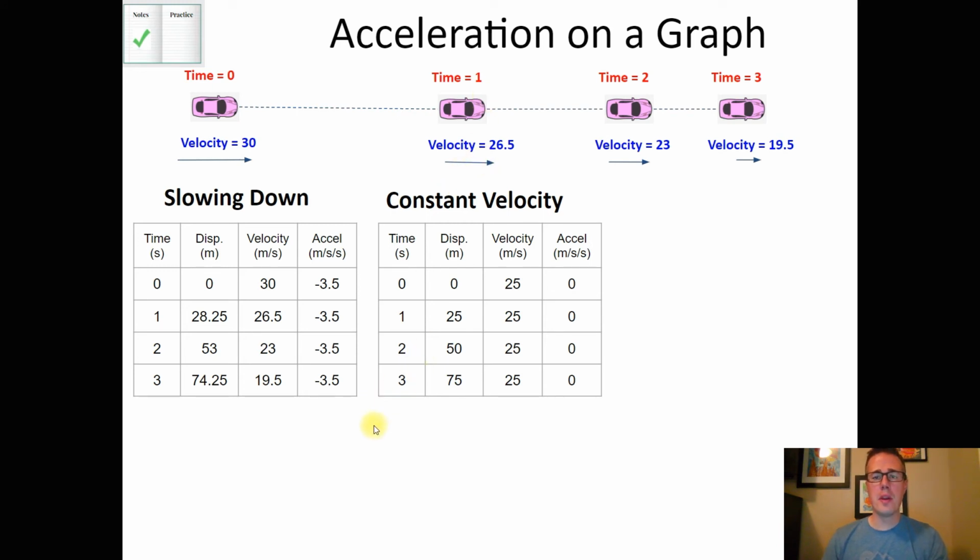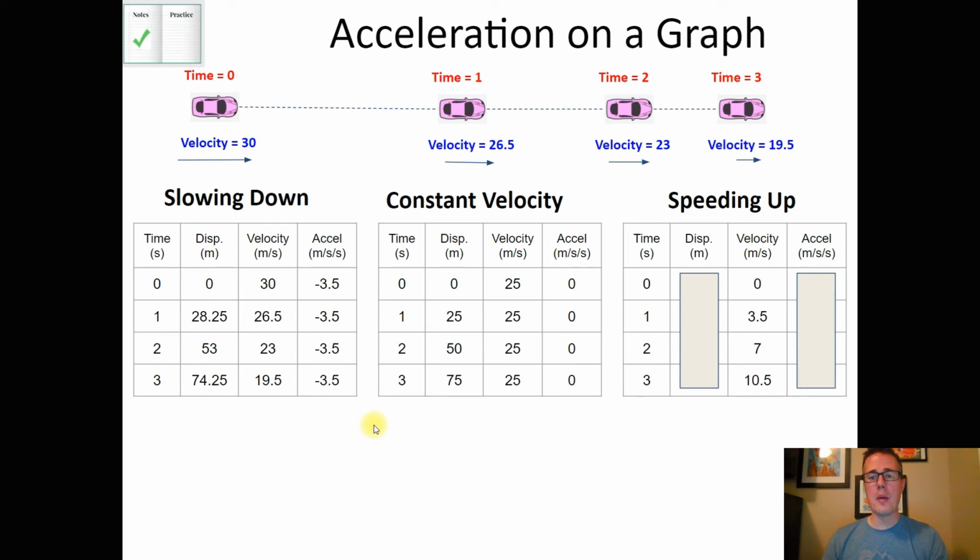The last example that we need to look at is speeding up. So this is the last table that needs to go on your paper. Let's say that we have an object that was starting at 0 for a velocity and ended at 10.5 for its velocity. Pause the video and see if you can predict what the numbers should be like on this one.